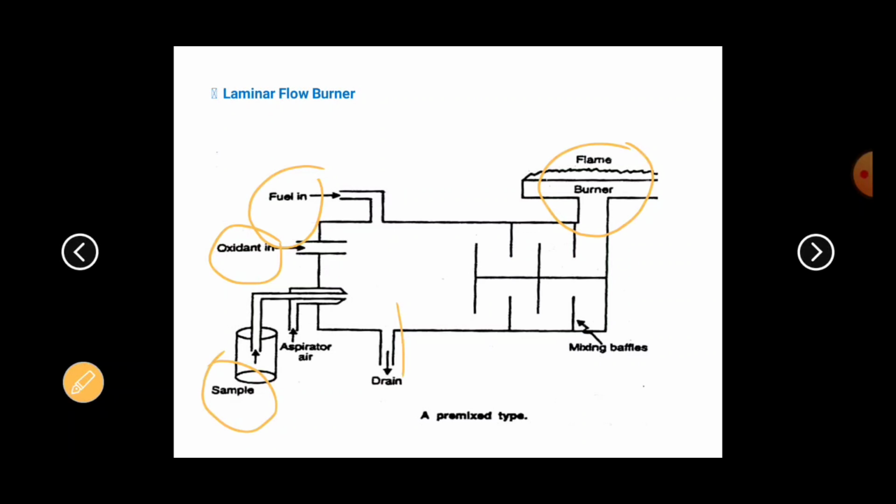And here different types of fuel and oxidants are also used in the burner, like propane, hydrogen, acetylene. Next, atomizer.